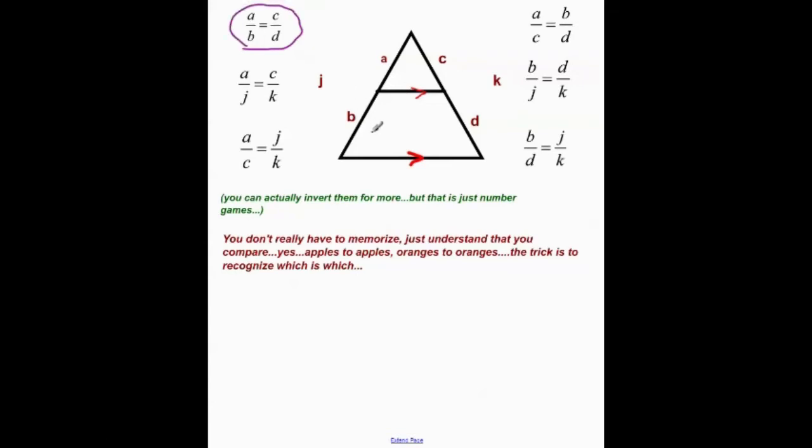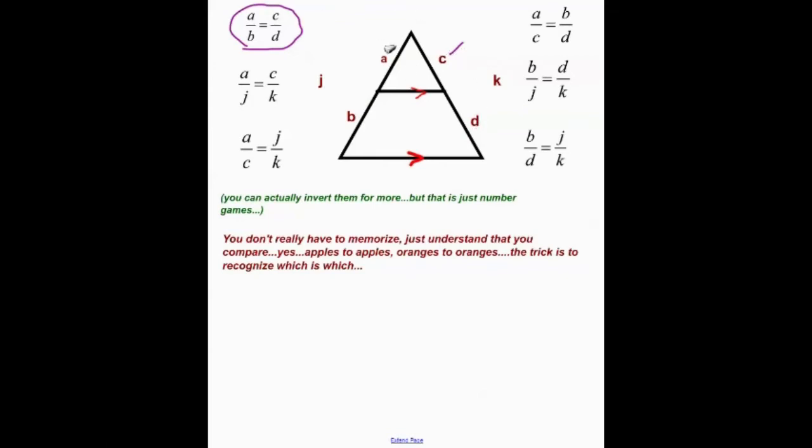A over B is equal to C over D. There's more than one way to do this. Now, you don't have to memorize all these. You can if you want, but there's no reason to. The key to understanding this problem is to understand how to compare. Make sure you're comparing the right thing to the right thing. So here we started off with A, and we compared it to B. Well, guess what we're going to do on the other side? We're going to start off right here and compare it to C. So we have A over B is equal to C over D.